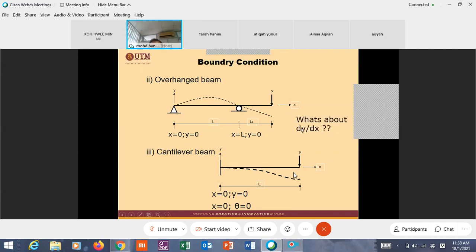So what is dy/dx? As I mentioned just now, dy/dx is 0 somewhere here, but we don't know at what x. So it is not useful.